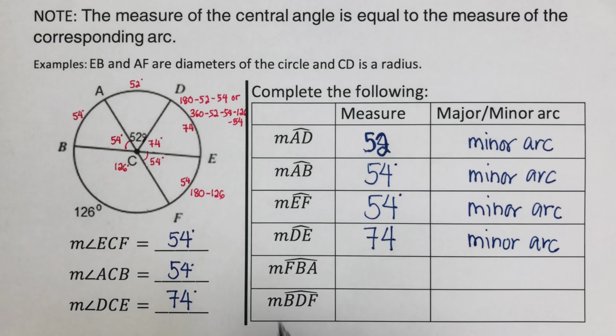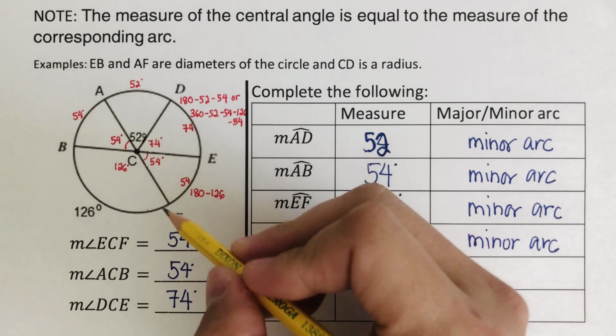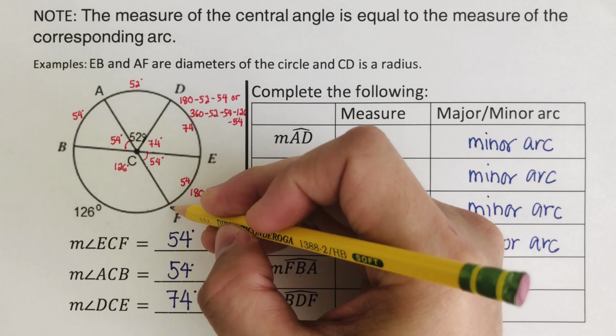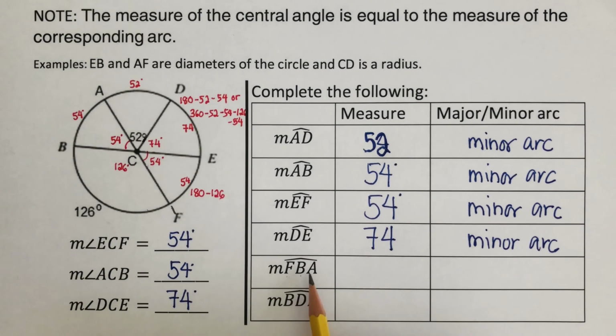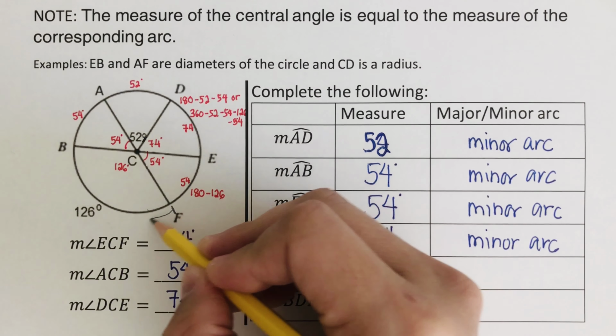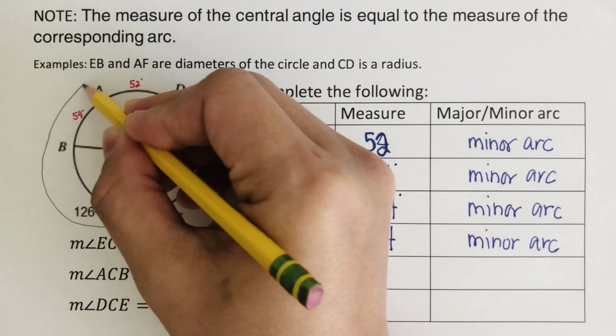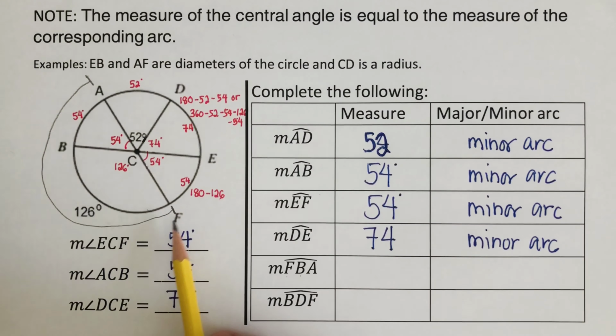Now let's move on to FBA. So how do we determine this measure, FBA? We go through these letters. We start from F, then we go passing through B, and then we go to A. So if I were to trace that over here, I start from F. That's where I start. I go to A, passing through B. So this portion right here is FBA.